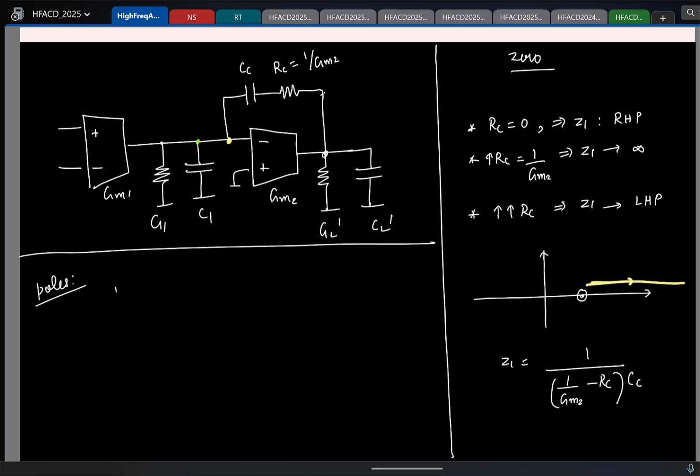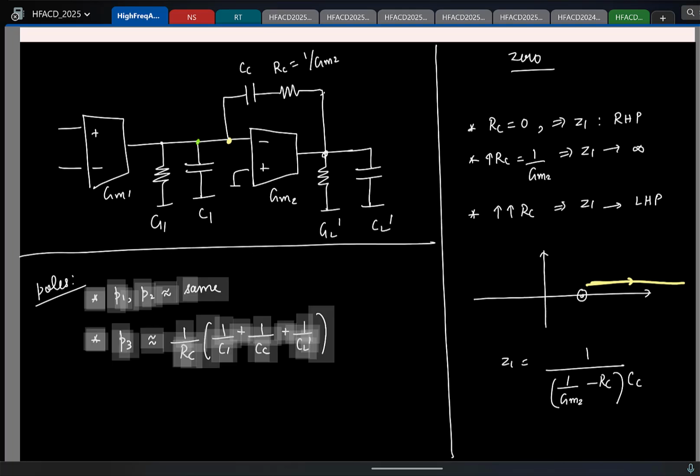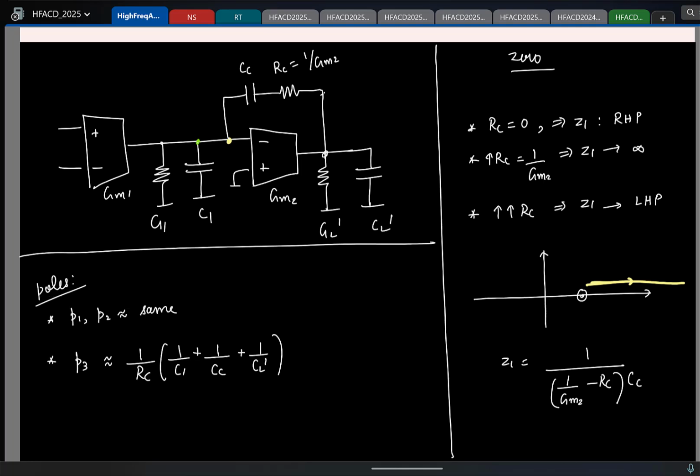If you do that, you will find that the first 2 poles are roughly in the same location. Again, very roughly they will be at the same location as before. And the third pole will be at this location, which is 1 by RC into series combination of C1, CC and CL prime. I can just give you a very qualitative feel for why this is the case.